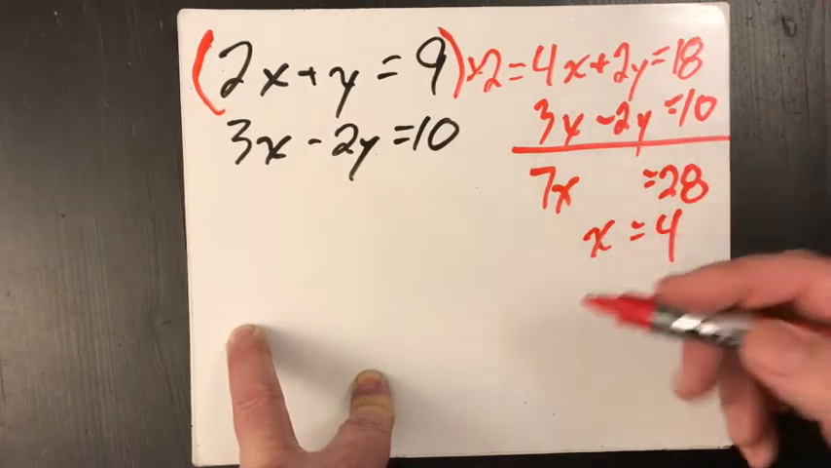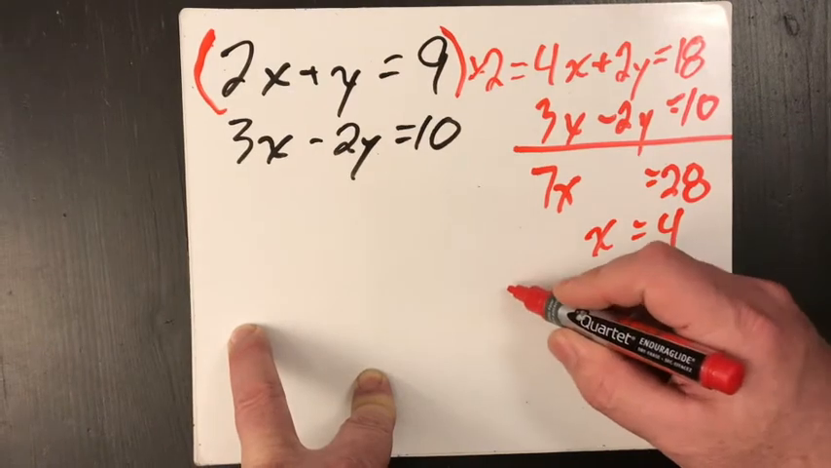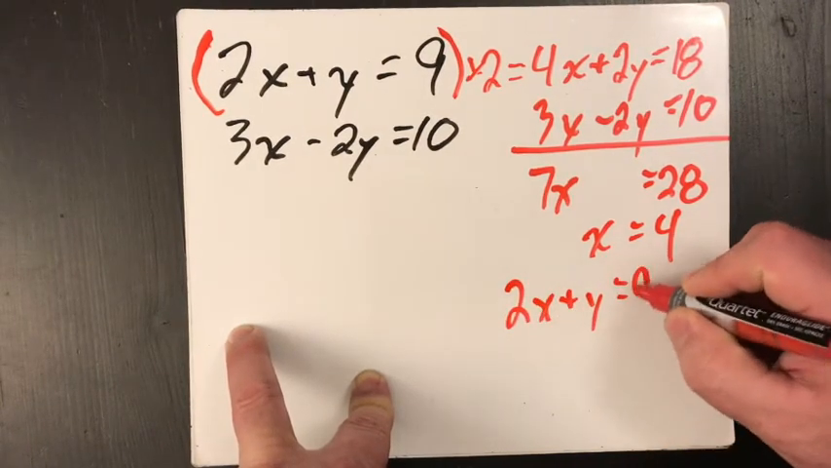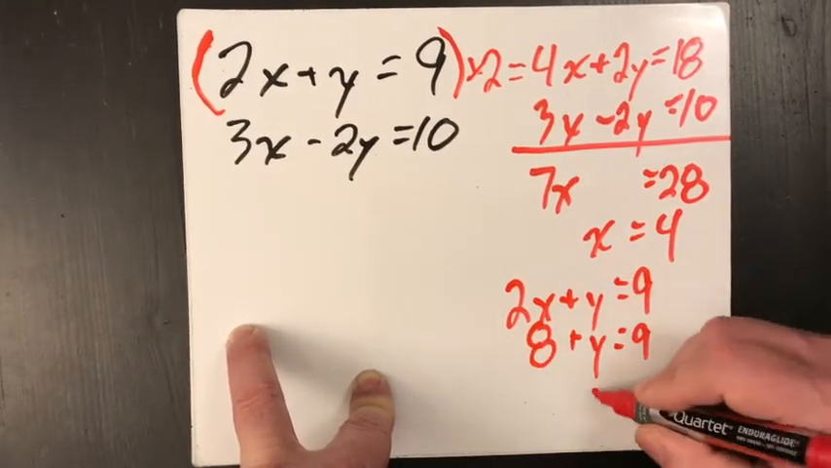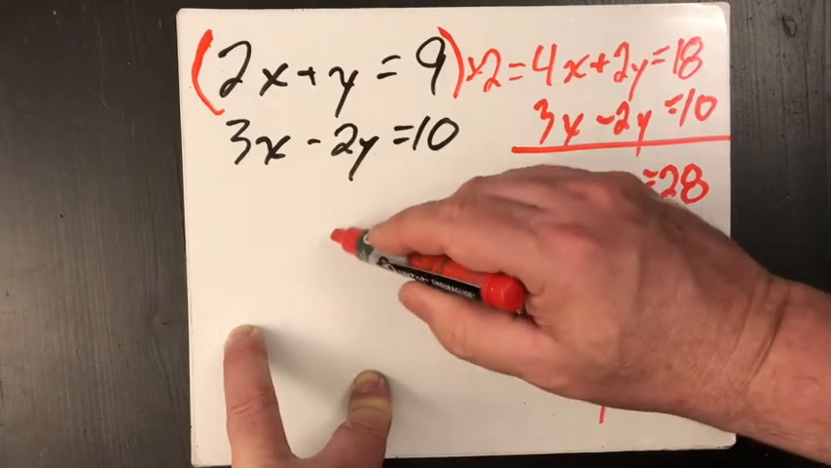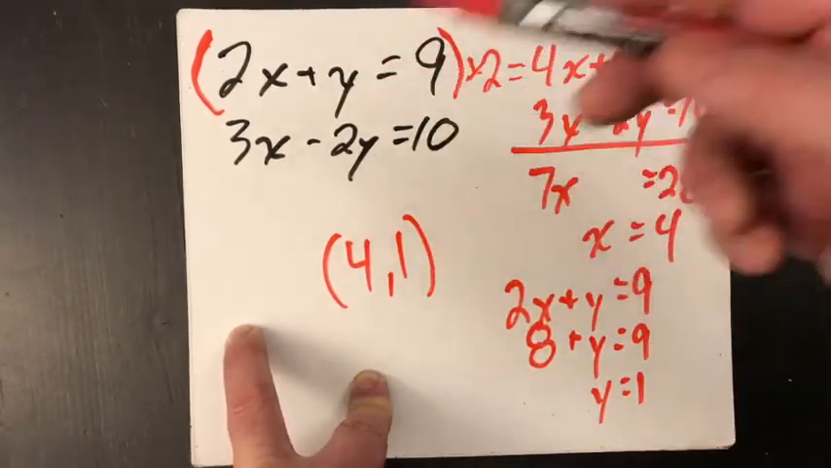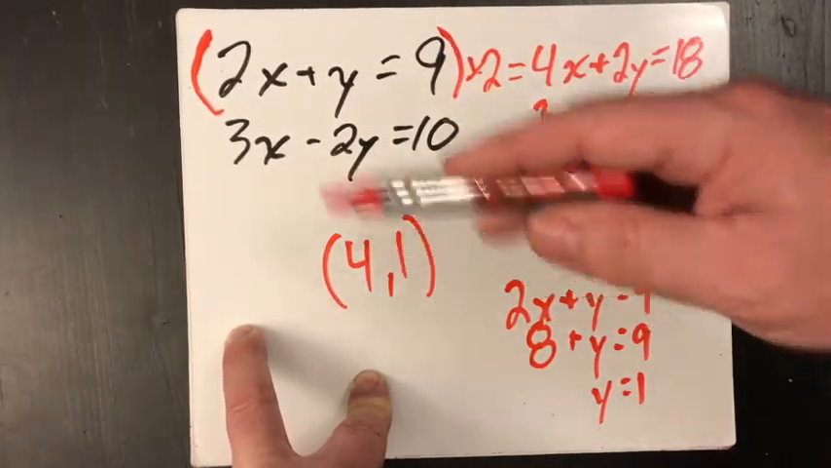Now, we still got to find y. I'm going to use this top equation because it's just got a y coefficient of 1 there. 2x plus y equals 9. 2 times 4 is 8, plus y equals 9. So y is 1. So we're pretty sure the solution is 4, 1. And again, we use the top equation to get the 1, so there's really very little doubt that this is going to work. And sure enough, x is 4, y is 1.